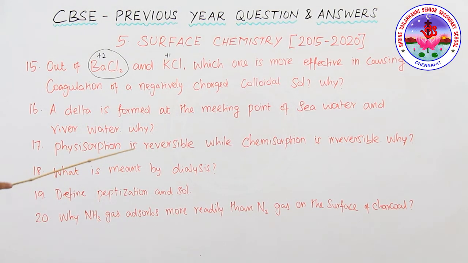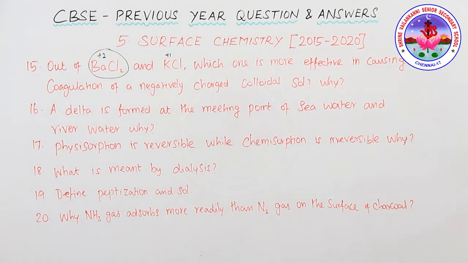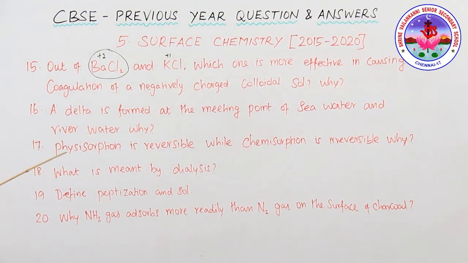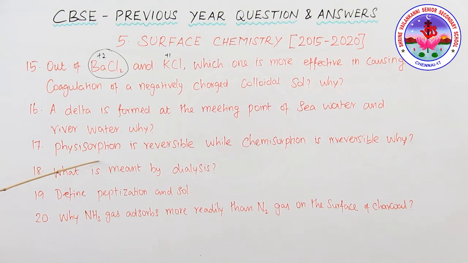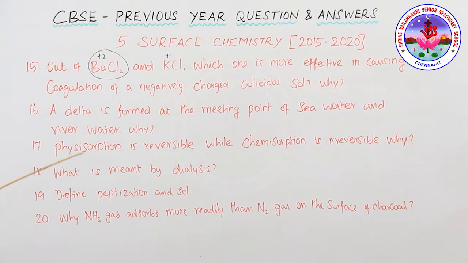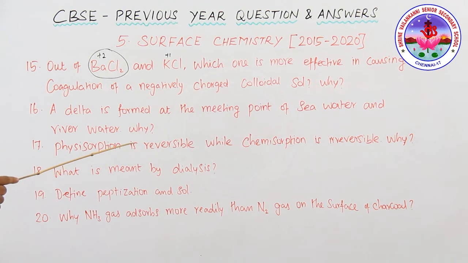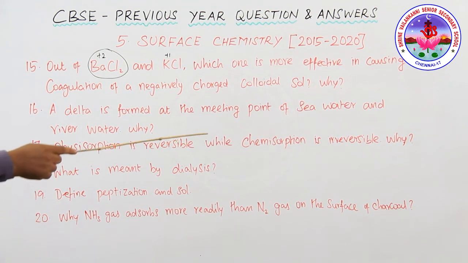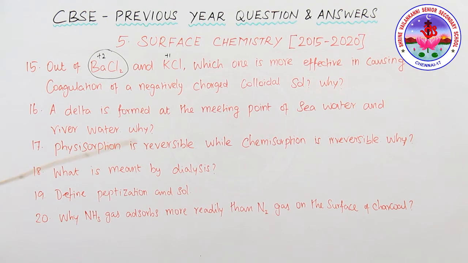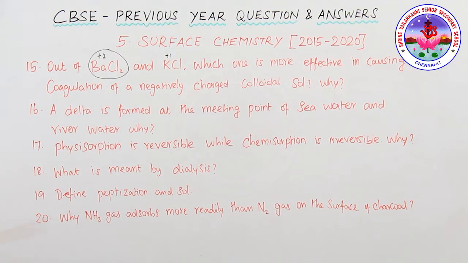Then: physisorption is reversible, while chemisorption is irreversible. Why? What is the reason? In physisorption, the forces of attraction are weak and no new substance is formed, so therefore it is reversible. I will repeat this. In physisorption the forces are weak and no new substance is formed, that is why it is reversible. In chemisorption, the forces are strong and new substances are formed, therefore it is irreversible. Simply you can say that new substances are formed, that is why it is irreversible. Here the forces are weak, that is why it is reversible.